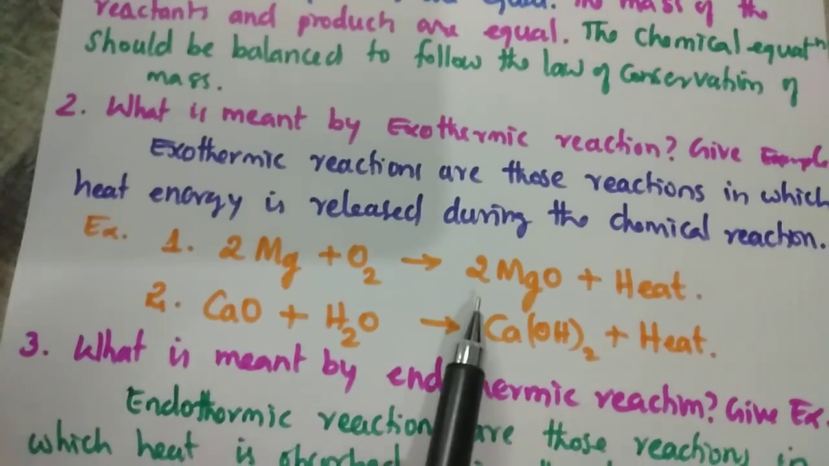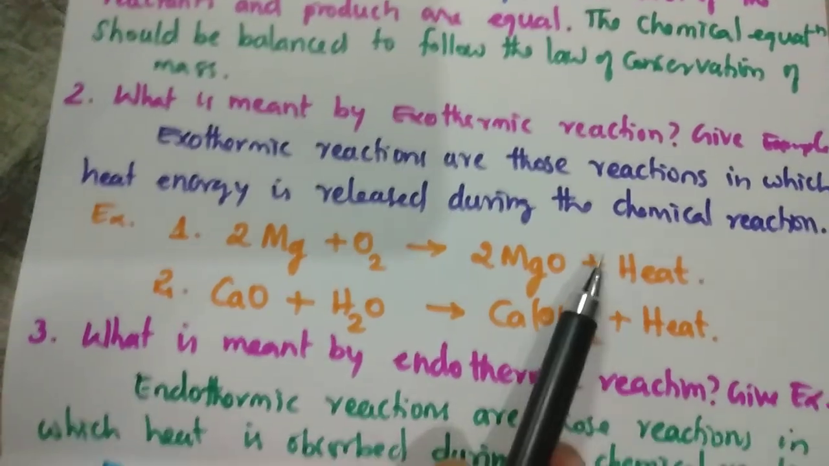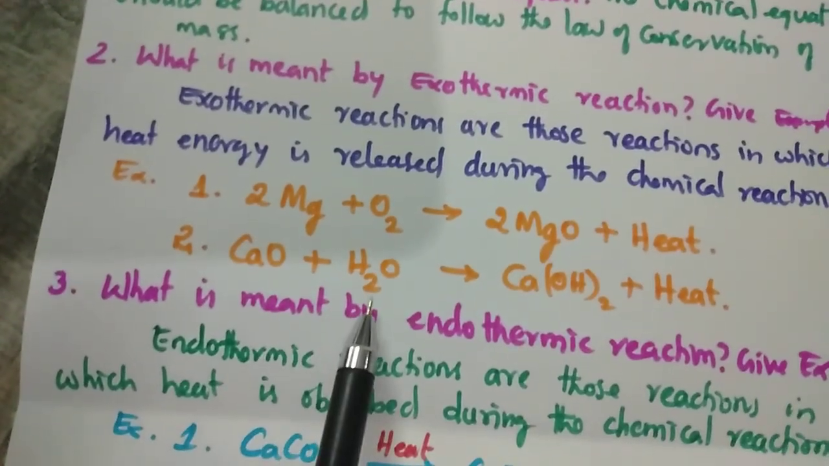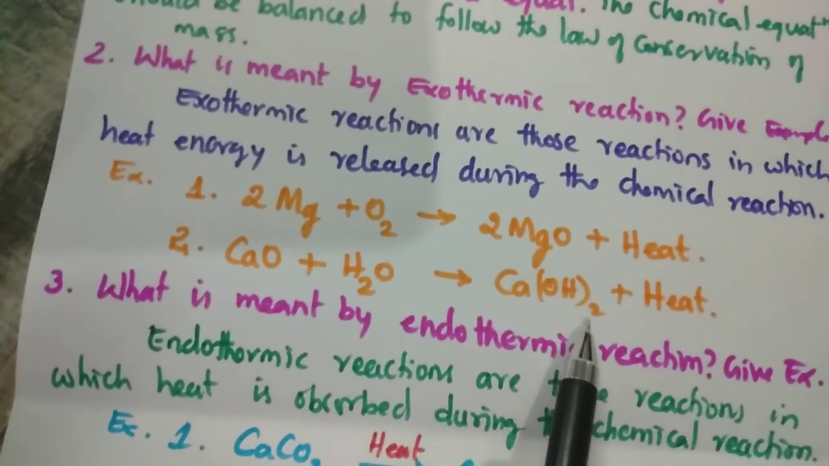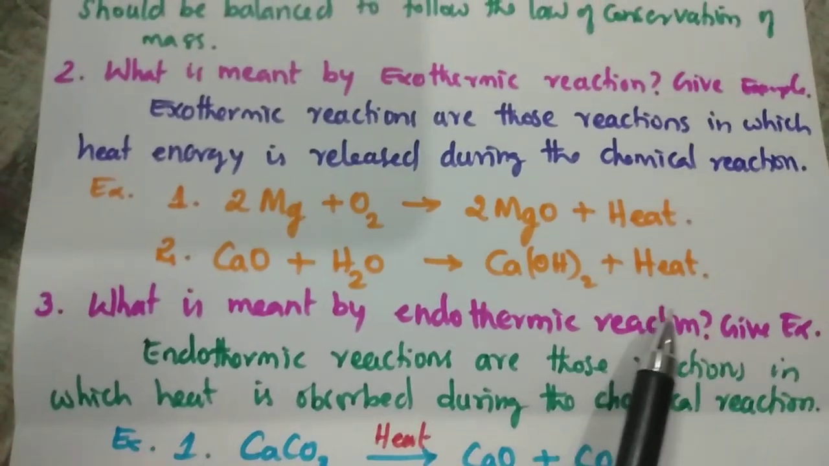Magnesium oxide, and heat is coming out. Then calcium oxide plus water, CaO + H2O, forms Ca(OH)2 plus heat. Here also heat is released.